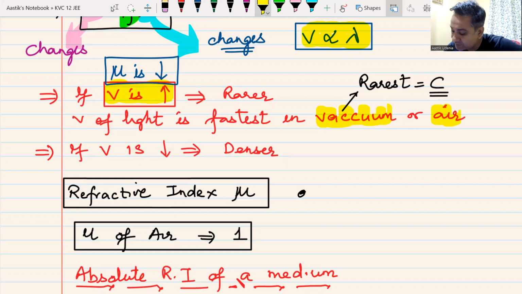Do we understand this? The rarest of all mediums is air or vacuum, whose refractive index is 1. So the medium which is closer to 1 is a rarer medium, because speed of light is more. A medium which has a refractive index much higher compared to 1 is a denser medium, where refractive index will be more than 1. So for a denser medium, speed of light is less.